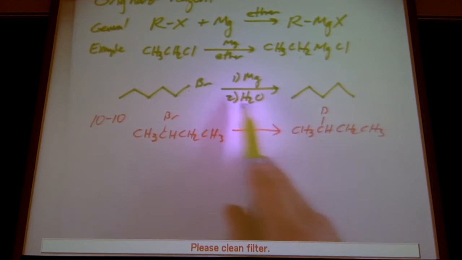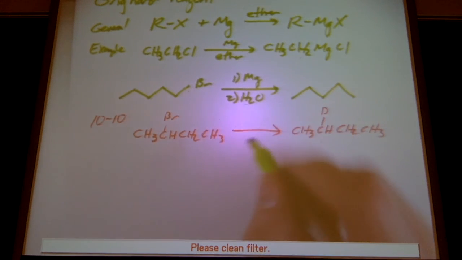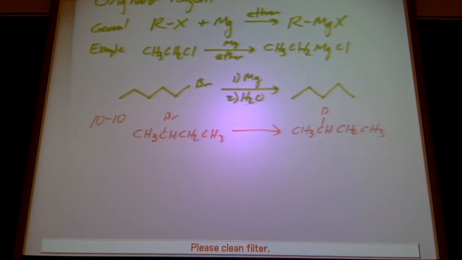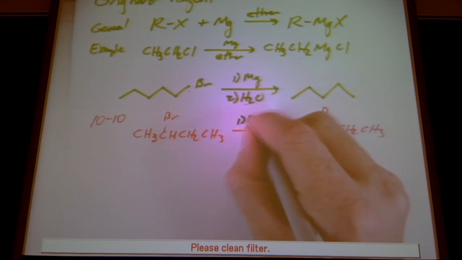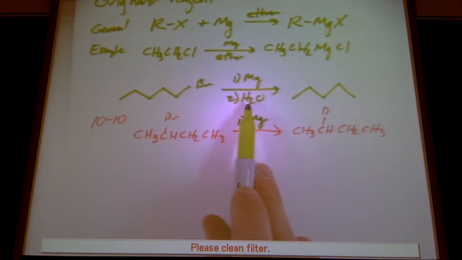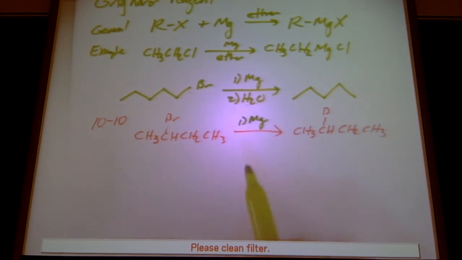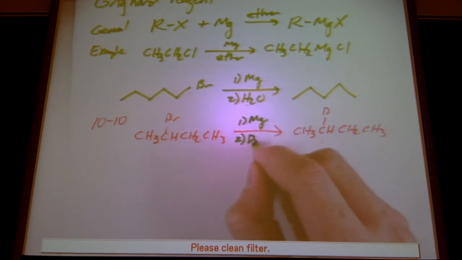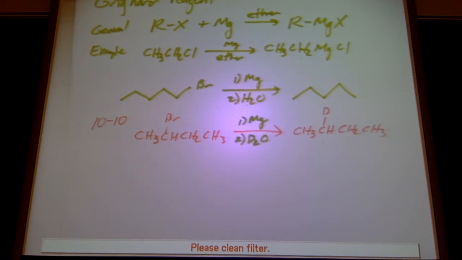Well, I just saw how I could make my Grignard reagent. So I could add magnesium to it, then make my Grignard reagent. Now the hydrogen source I add was H2O, but instead I use D2O. Instead of adding the hydrogen, it adds the deuterium. So D2O is what's known as heavy water.